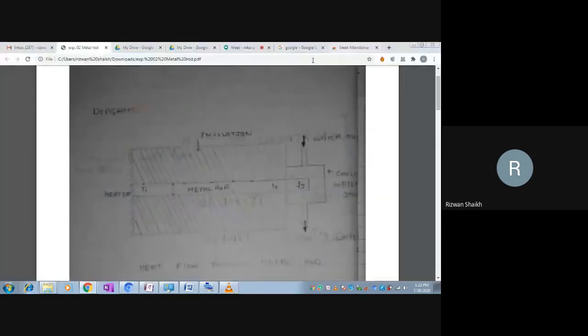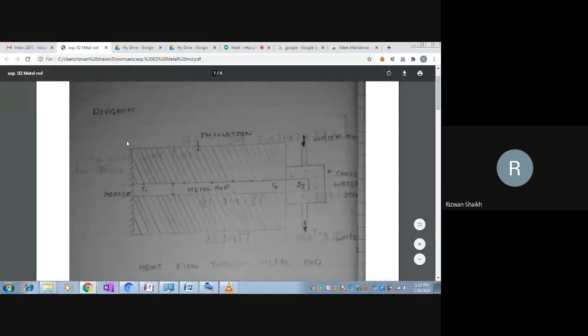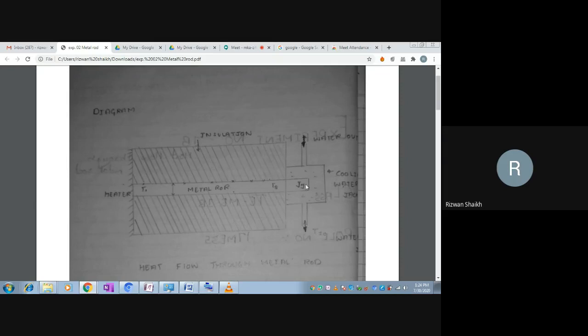Now if I get back to your diagram. In the same diagram we have a heater. This is the metal rod. One end of the metal rod is heated with the help of the heater. The other end of the rod is exposed to the cooling water jacket. So this is the inlet part and this is the outlet part. And this rod has been covered with insulation so that one-way heat flow takes place and the heat losses to the ambient are minimized. I hope the diagram part is clear to you. Only the calculation part is left.